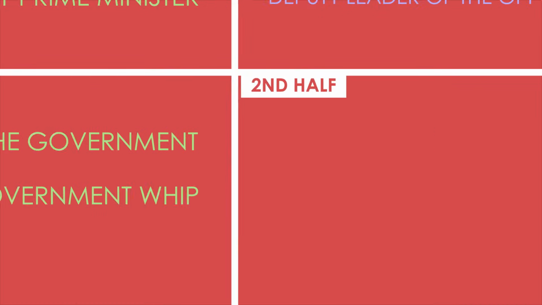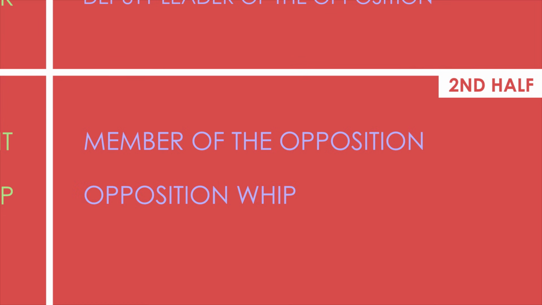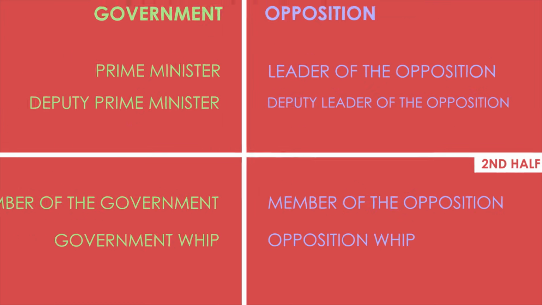However, note that the second half will also have more time to prepare for their speeches in virtue of their speaking positions being later in the round. On the second half of the government, or closing government, we find the member of the government and the government whip. And on the second half of the opposition, or closing opposition, we find the member of the opposition and the opposition whip. So let's move on to the order in which the debaters speak.